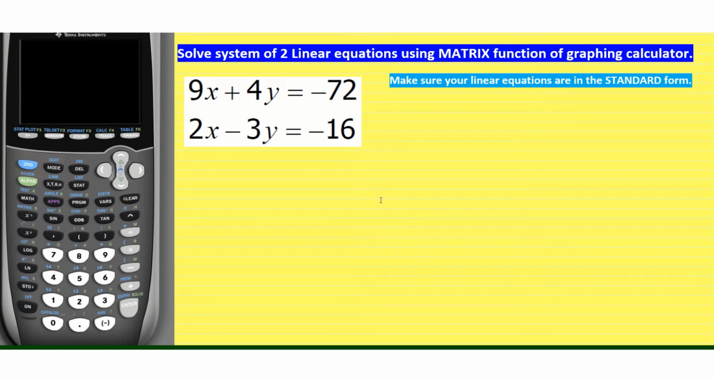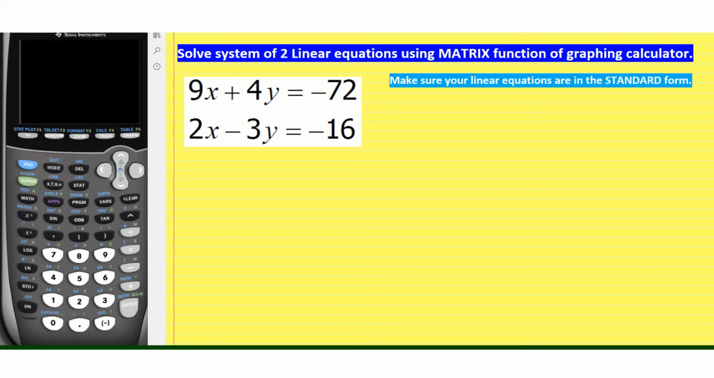Hello, we are going to solve a system of two linear equations using the matrix function of our graphing calculator. The first thing that I need to do, just to make sure that I can put my data into the matrix easily, is to make sure that both of my linear equations are in standard form. Standard form, of course, is ax plus by is equal to c.